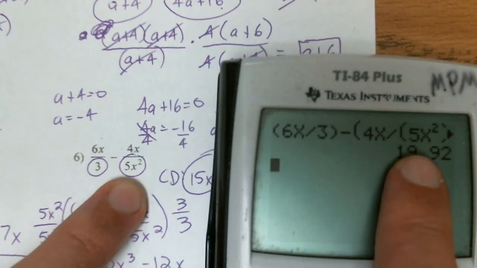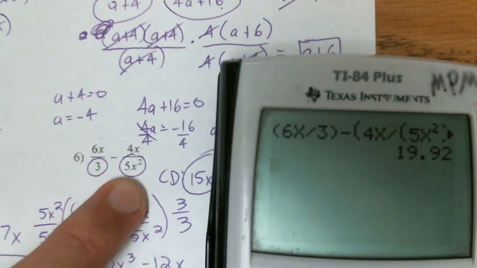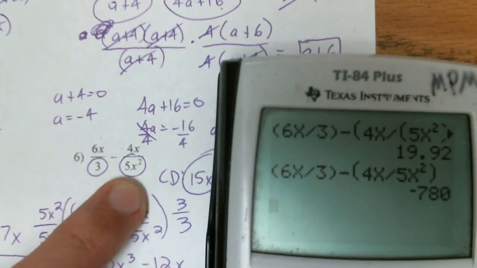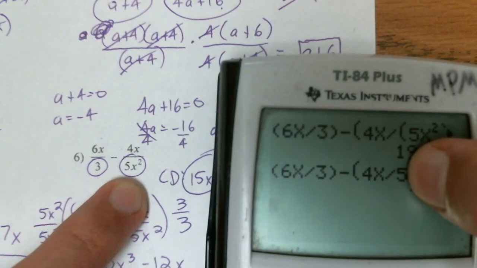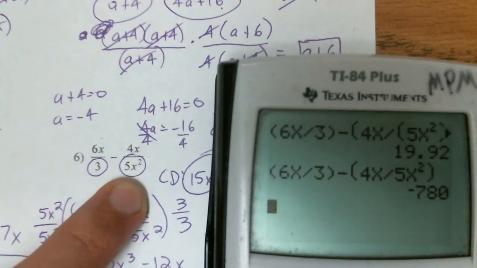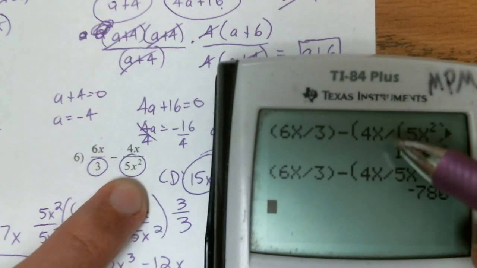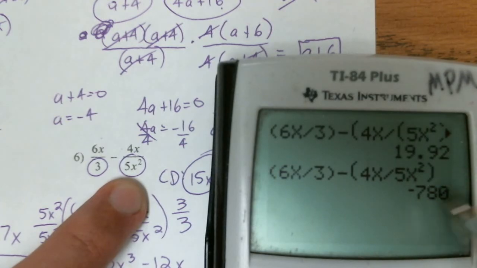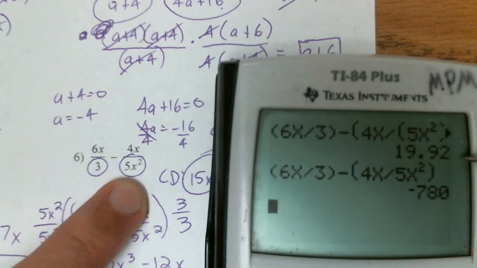Okay, watch what happens if I didn't put the 5x squared in parentheses. 6x divided by 3 minus 4x divided by 5x squared. I don't get the same number. Why not? Order of operations. Your calculator sees this as 4x divided by 5. It's going to do that division first, and then it's going to multiply by x squared. So in other words, that x squared is on top. You've got to tell it, no, I want you to divide this whole thing by quantity 5x squared, okay? So don't forget that. All right, so here's our original number, 19.92.